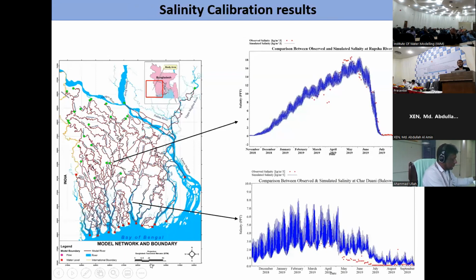Now this is the calibration plot of salinity. The calibration plot here is shown at Ruksha river and Baleshwar river. The blue line is simulated salinity and the red dot is observed salinity.